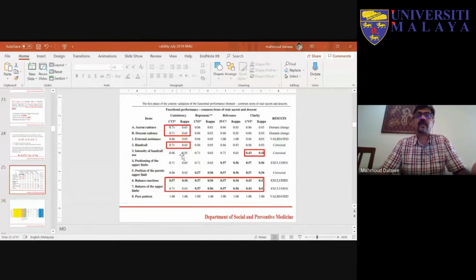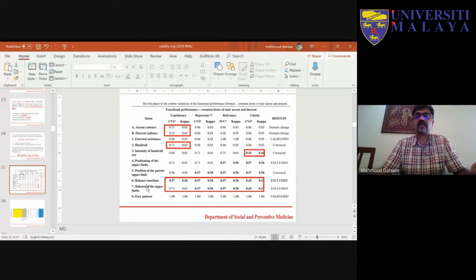The way that you can report the results will be like this table. This is academic style for a table. As I mentioned, for the relevance and clarity, you can report the CVI and also the Kappa. Some of the items have been changed in terms of domain because they were not consistent with that domain. Some of the items, as you can see here, are all validated. Some of the items were excluded.